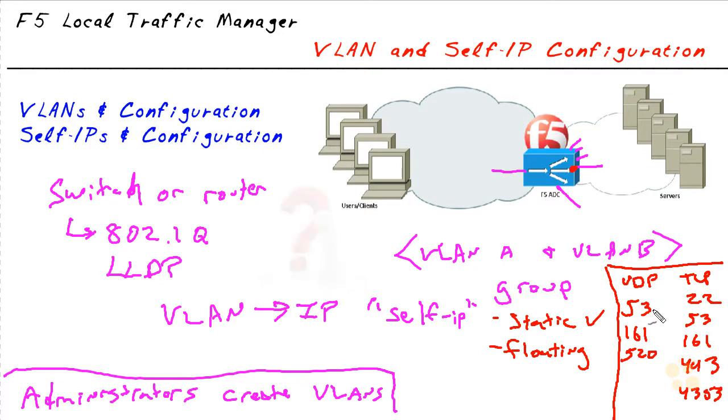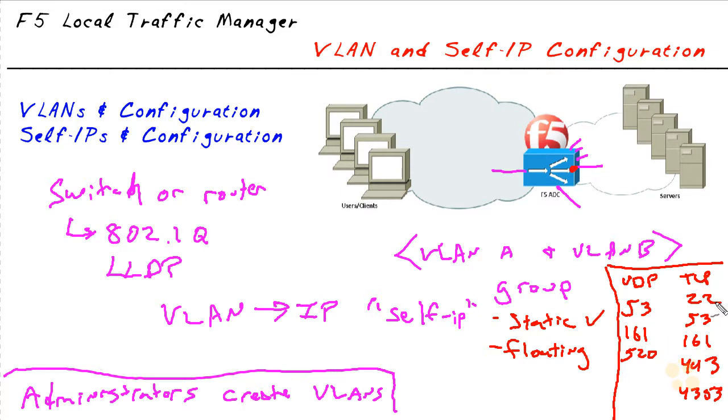So 53 is DNS, very good. 161 is going to be SNMP. 520, there's one we don't always see here. Yep, that's going to be RIP. So we actually can allow some routing protocols as well. Well, RIP anyway, from a UDP standpoint by default.